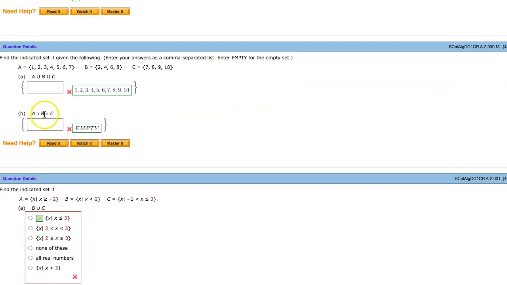A intersect B intersect C, you got to belong to all 3. That's tough. Now, 1's out. 2, well, it doesn't belong to C, does it? Oh boy. 3 is out. Yeah, it doesn't belong to B. 4, it doesn't belong to C. 6 doesn't belong to C. 5, yeah, it doesn't belong to B. You got to belong to all 3, so I can whittle out in a hurry. 7 doesn't belong to B.